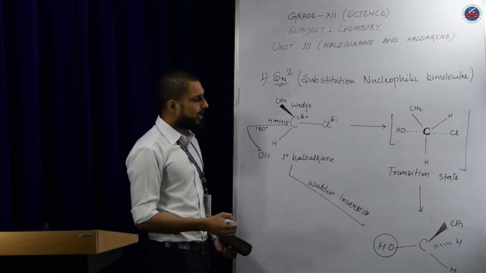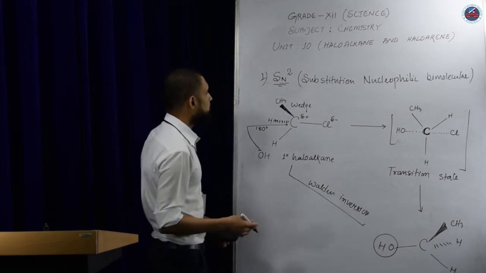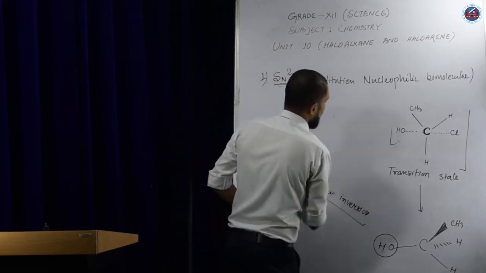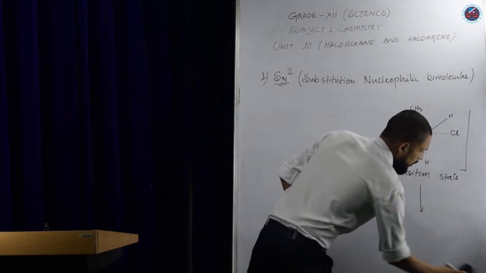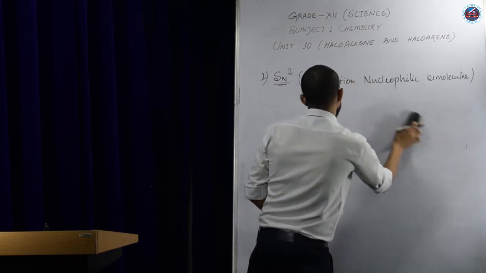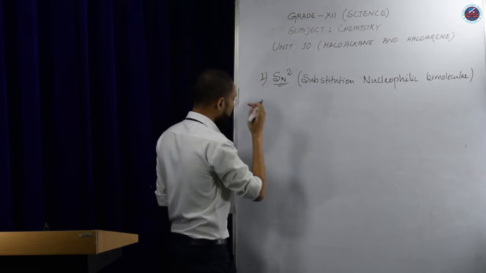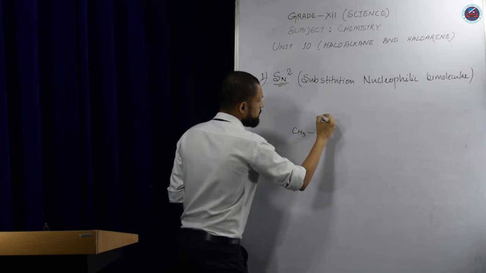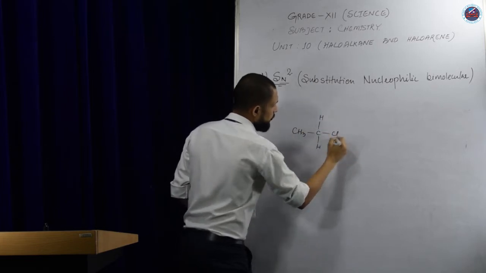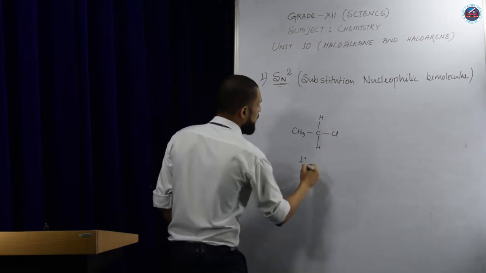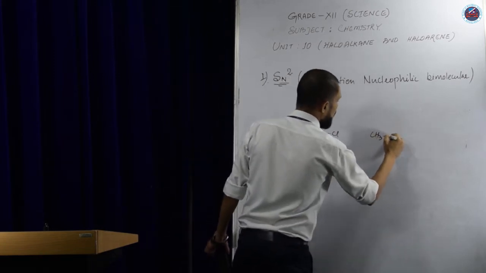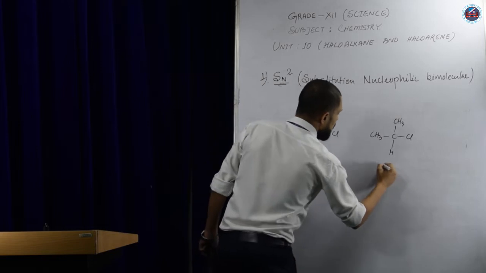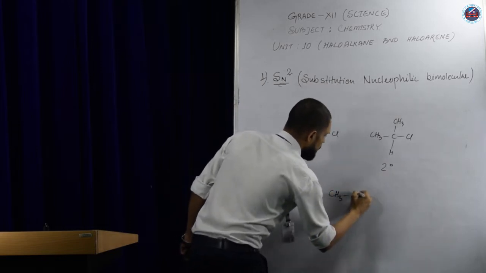Now, when it comes to the reactivity order of different types of haloalkane, the tertiary haloalkane is least reactive, whereas primary haloalkane is most reactive. Let us see with the help of the structural formula. This is primary, 1 degree haloalkane. Secondary will have 2 alkyl groups on the carbon having the halogen atom, and tertiary will have 3 alkyl groups.